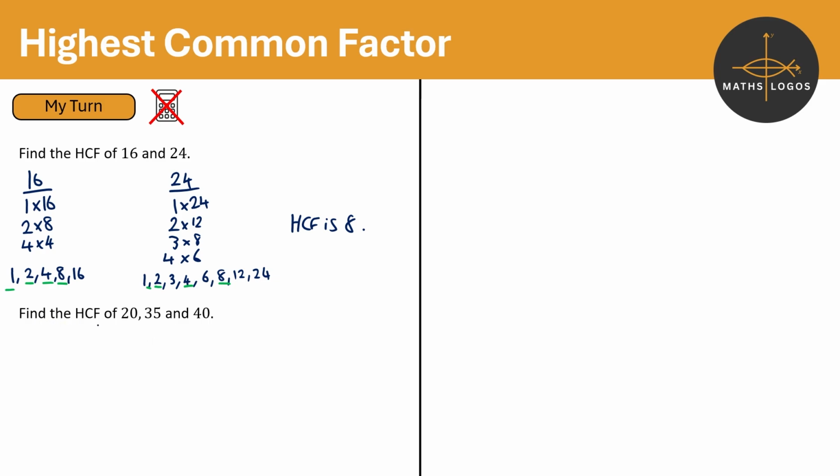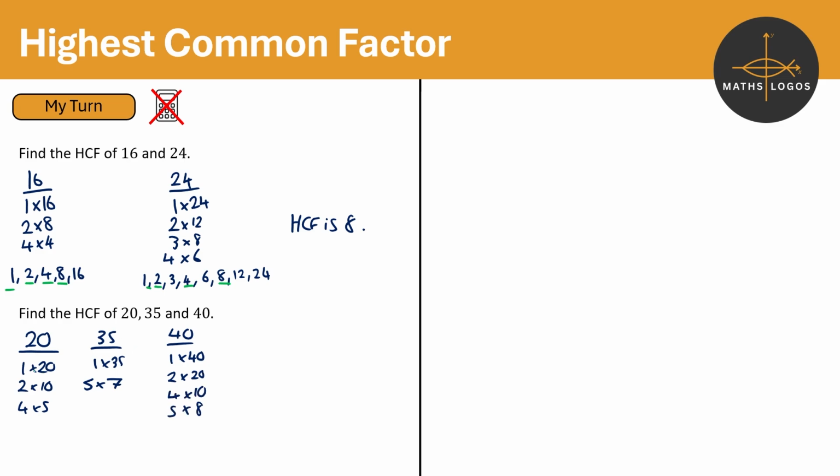Our next example says, find the highest common factor of 20, 35, and 40. I'll start by listing out the factors of 20. We have 1 and 20, 2 and 10, 4 and 5. And I'll list out the factors of 35. We have 1 and 35, and 5 and 7. And lastly, 40. We have 1 and 40, 2 and 20, 4 and 10, 5 and 8.